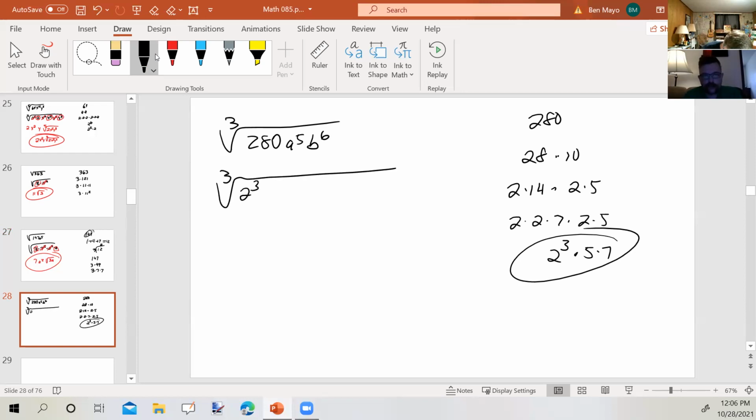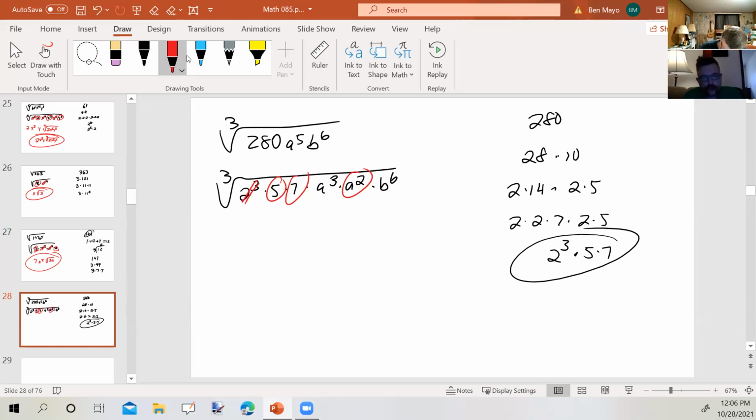So 2 cubed times 5 times 7. A to the 5th is going to become a cube and leftovers. B to the 6th, 6 is a multiple of 3, so it's going to come out nicely like it is. Okay? So I've got cubes or exponents that are multiples of the index and leftovers. This and this and this are all going to be leftovers, aren't they?